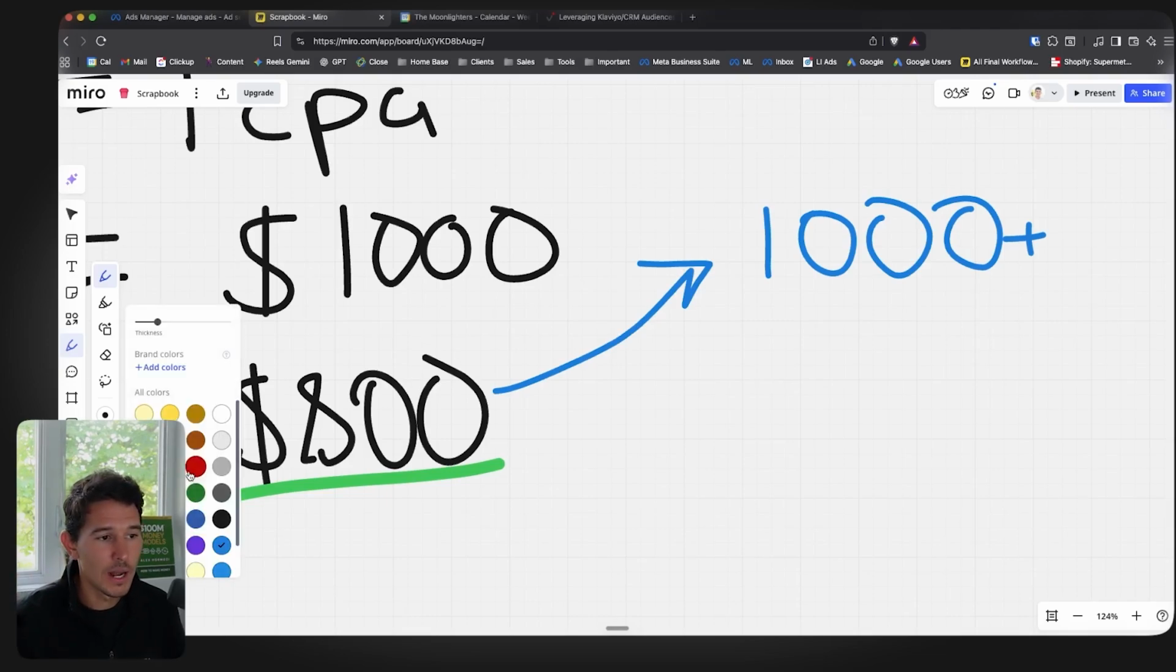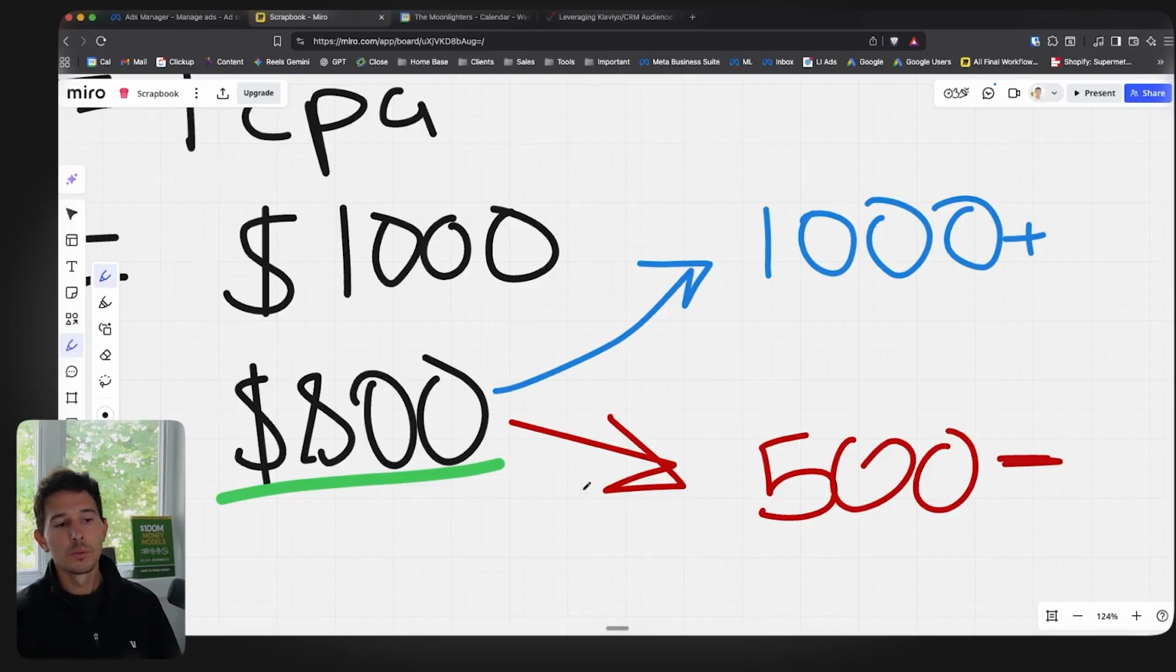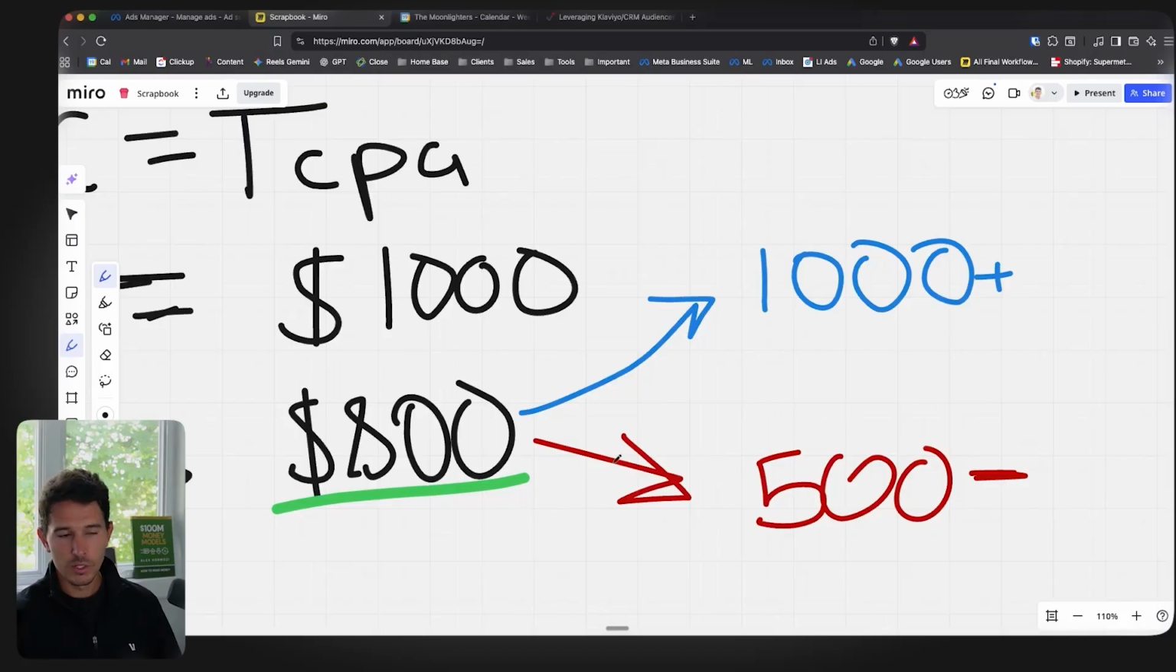And then what it means is on bad days, it's going to spend less than the 800 because it's restricted. So maybe it spends 500 or less. The beauty of this is that when CPAs are being hit, it spends more. When CPAs are not being hit, it spends less. Now, there's a couple scenarios here.